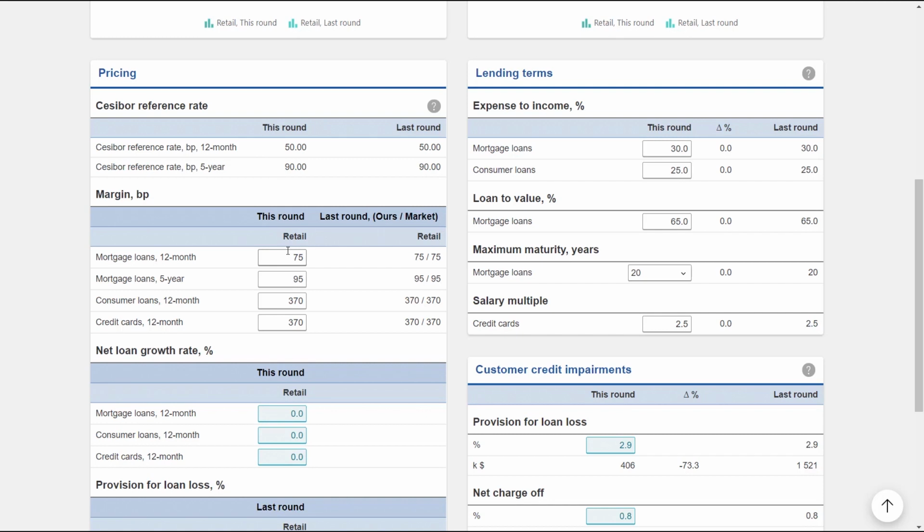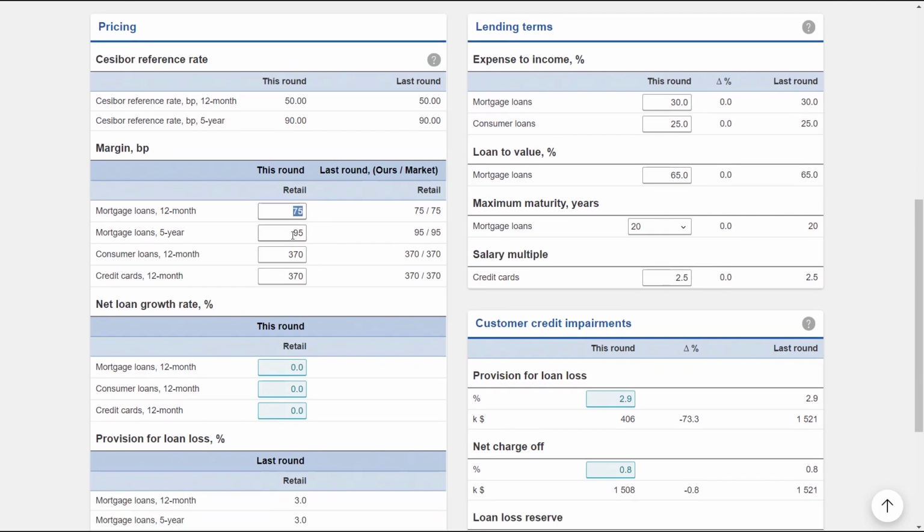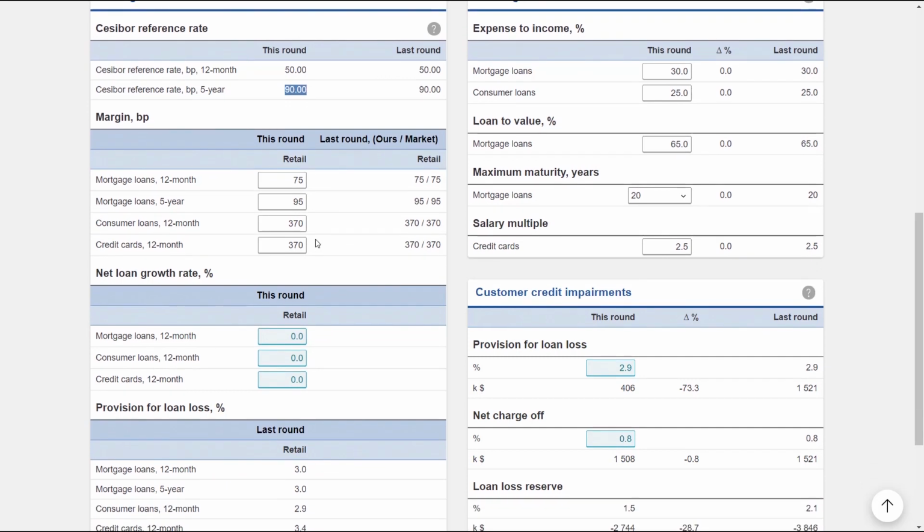And then the mortgage loan 75 basis points, for example, means that I'm charging the client 75 basis points on top of the reference rate. And for 5 years, same principle, but then the customer will pay 95 plus 90. Consumer loans and the credit cards are always with a 12-month reference rate.